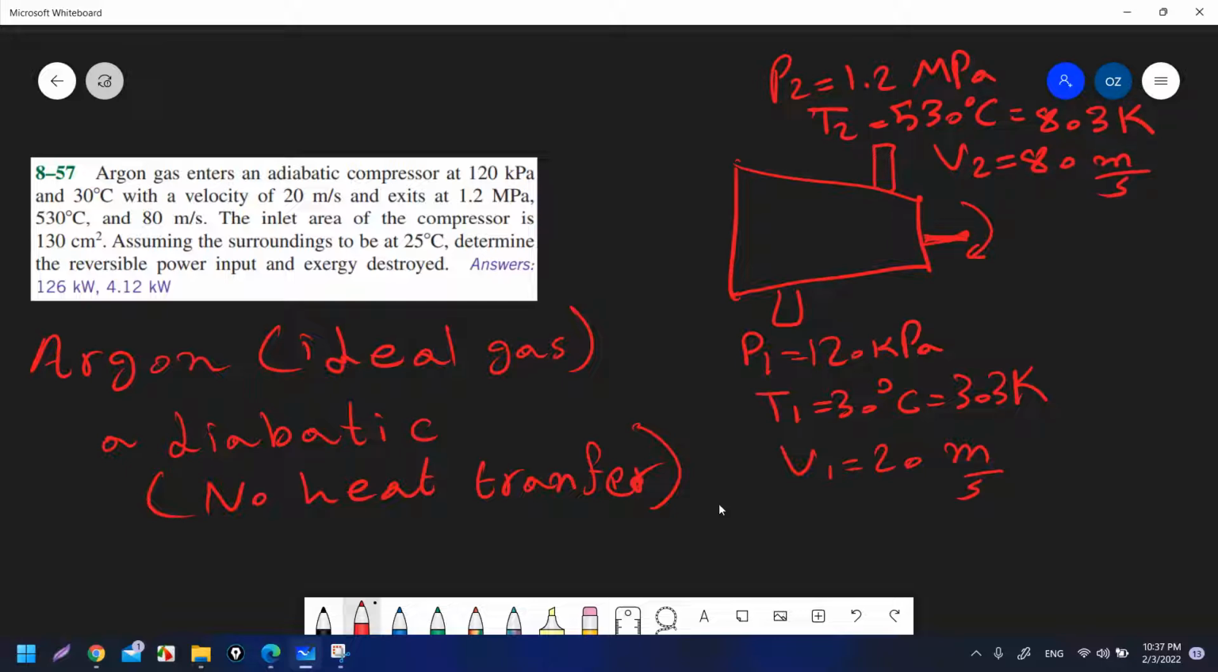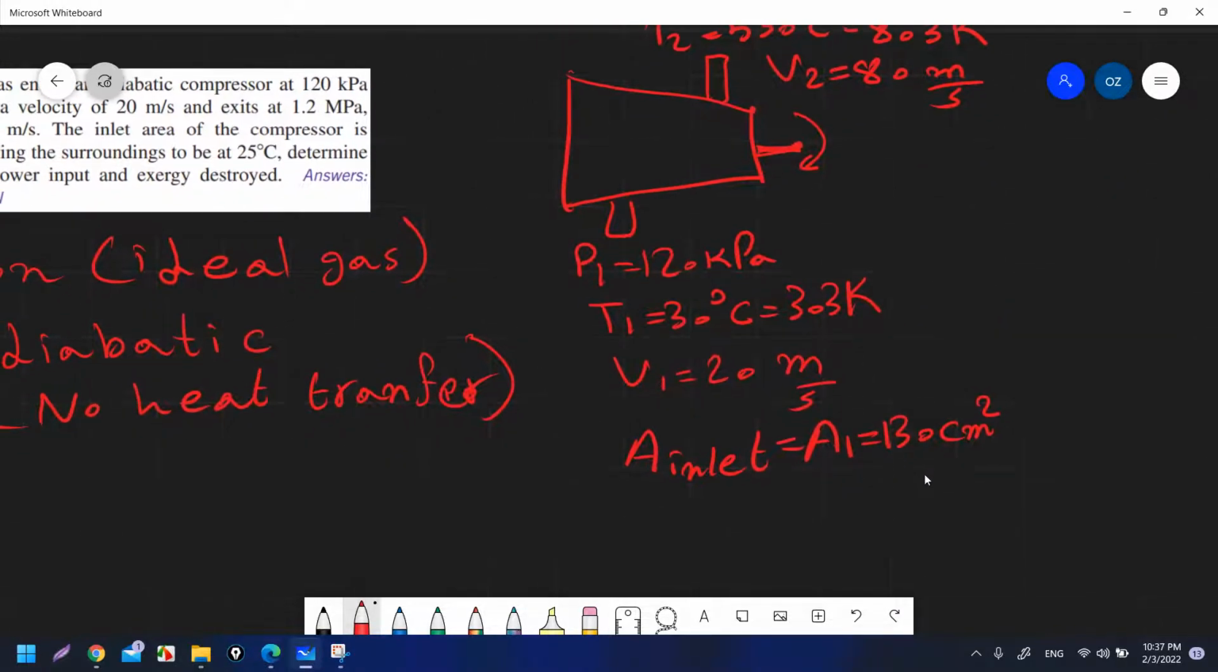The inlet area of the compressor, so A inlet, which is A1, is 130 centimeter squared. If I want it in meters, I have to multiply by 10 to the power negative 4. From centimeter to meter is 10 to the power negative 2, squared, so it is 10 to the power negative 4. It gives A1 equal to 0.013 meter squared.